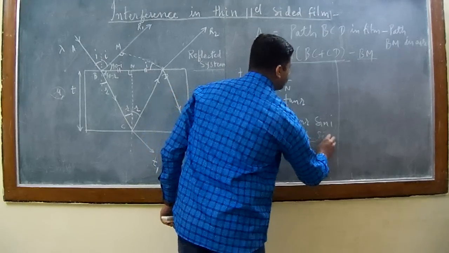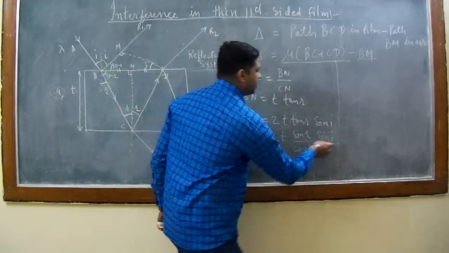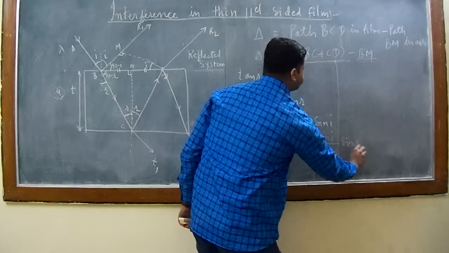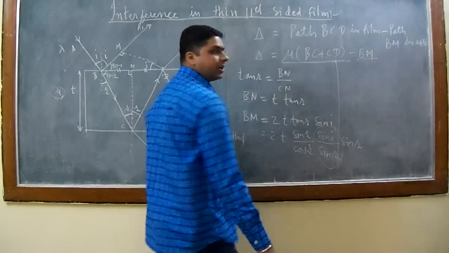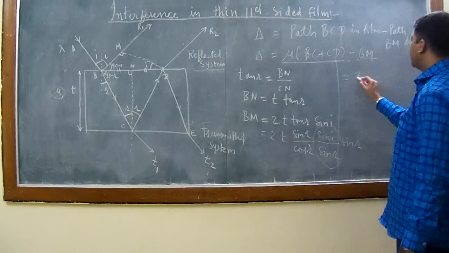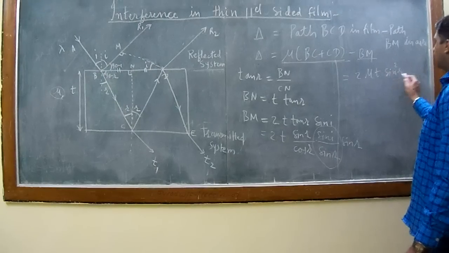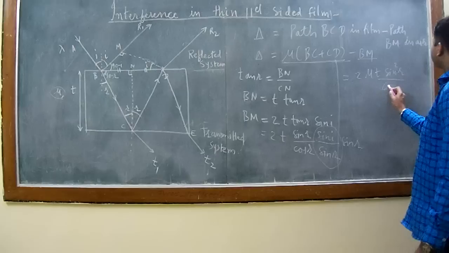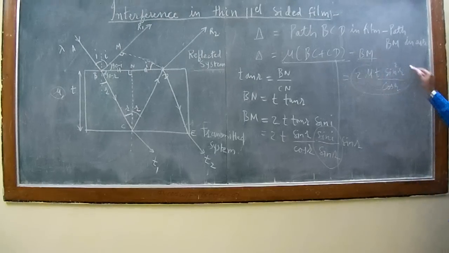Now let us divide this equation by sin r and multiply it by sin r. So we have the term sin i upon sin r as refractive index mu according to Snell's law, and therefore it can be written as 2 times mu into t into sin square r upon cos r. So this is the path BM in air.